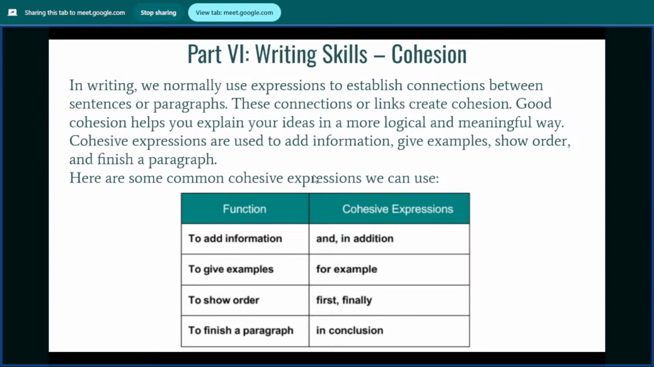Whenever we are trying to add any kind of information, of course we use the word and, and we can also use the word in addition. If we are trying to give any kind of examples, we will use for example, for instance. To show order, to show that you have put forward the information with coherence, you will use words like first, second, third, finally, to conclude. Then to finish the paragraph, to end whatever you are saying, you will use words like in conclusion, to summarize, to sum up. All these words become important.